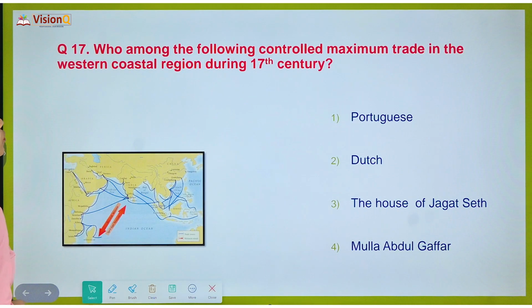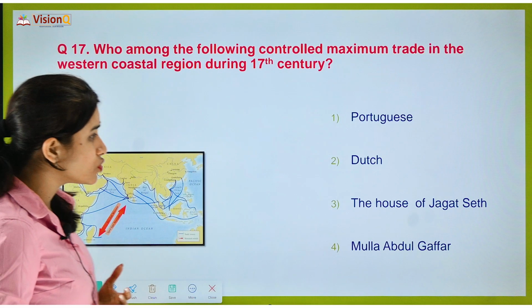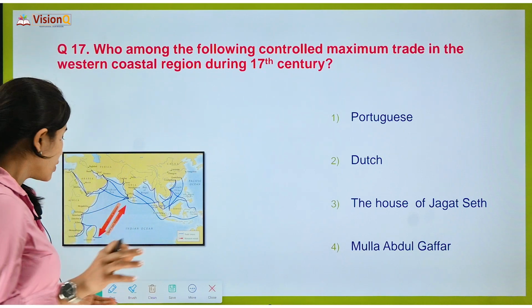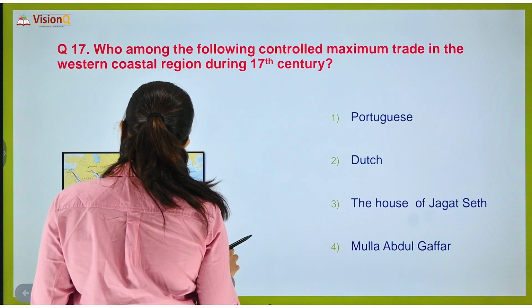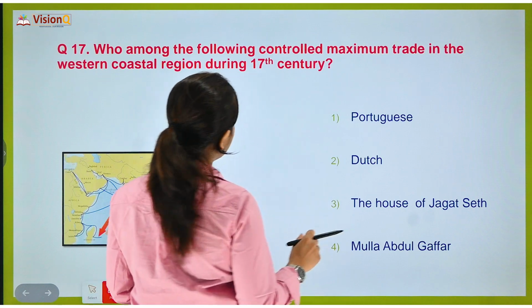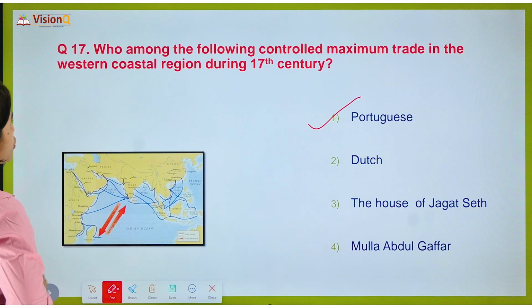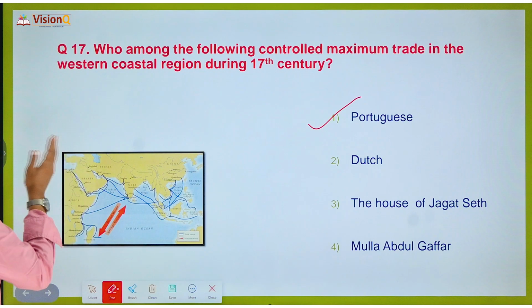Moving to the next question, who among the following controlled the maximum trade in the western coastal region during the 17th century? So who controlled the maximum trade in the 17th century? You have to be very careful, because if a century is given, you should keep the years in mind. So this will be Portuguese. The Portuguese controlled the maximum trade in the western coastal region.